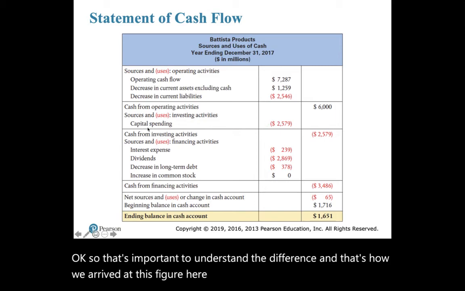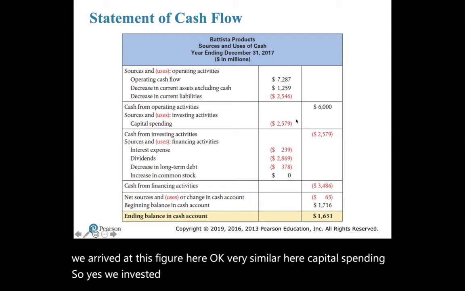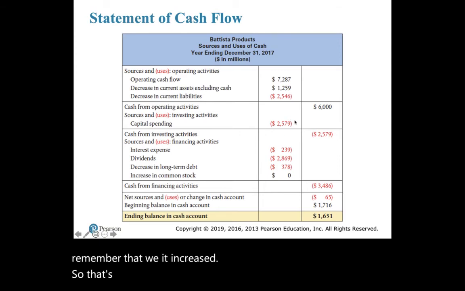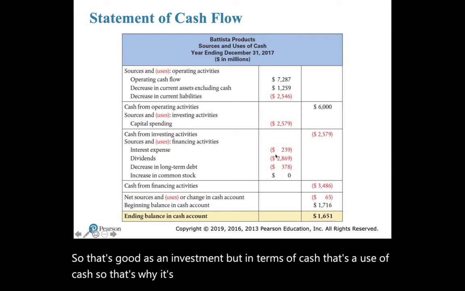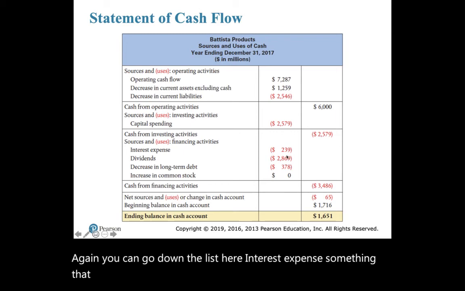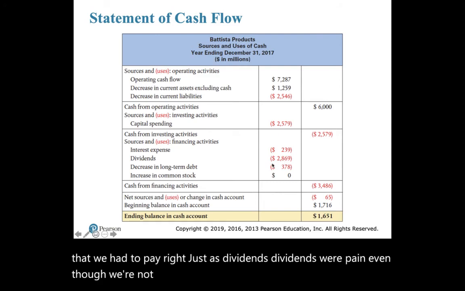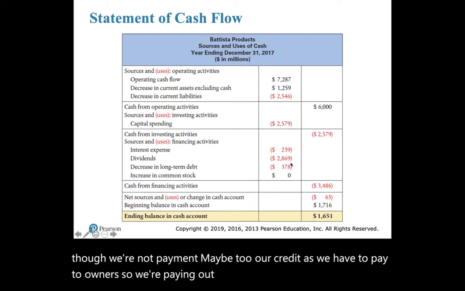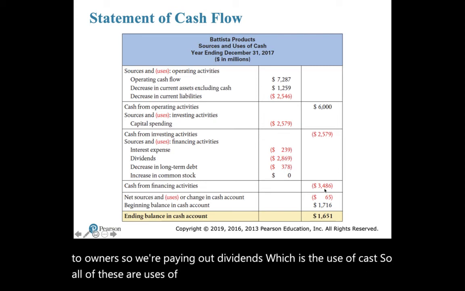Very similar here, capital spending. So yes, we invested in long-term assets. If you remember that it increased, so that's good as an investment, but in terms of cash, that's a use of cash. So that's why it's negative. Again, you can go down the list here, interest expense, something that we have to pay, right? Just as dividends. Dividends we're paying, even though we're not paying it maybe to our creditors, we have to pay it to our owners. So we're paying out dividends, which is a use of cash. So all of these are uses of cash, and that's why you see it as negative, okay?